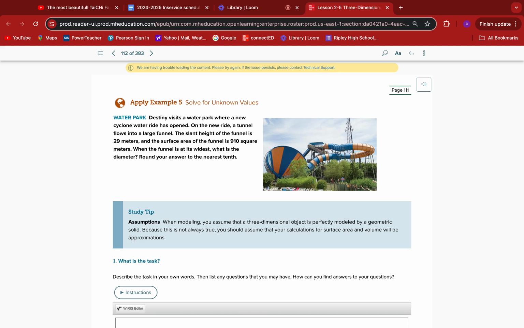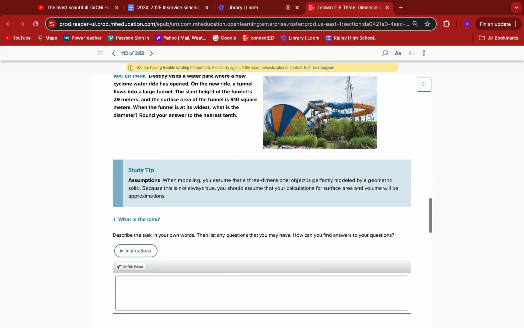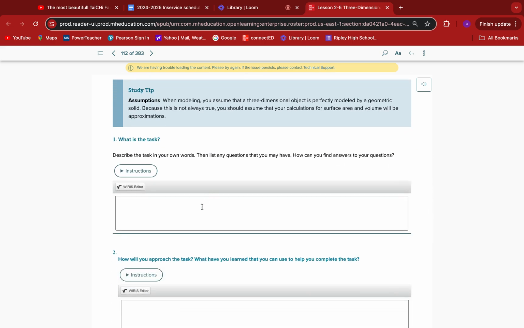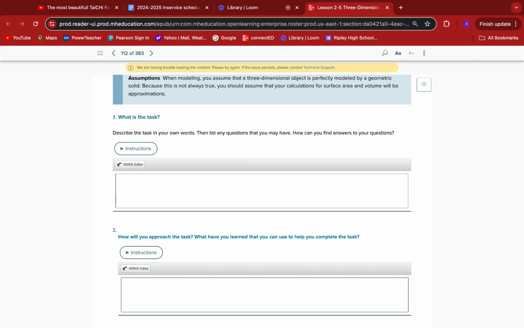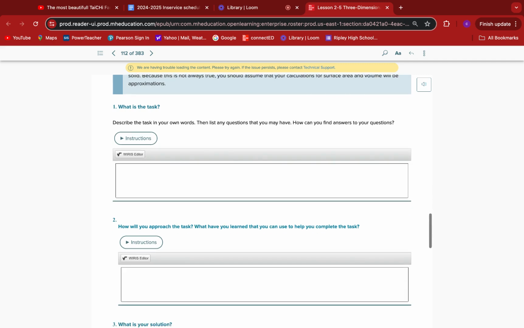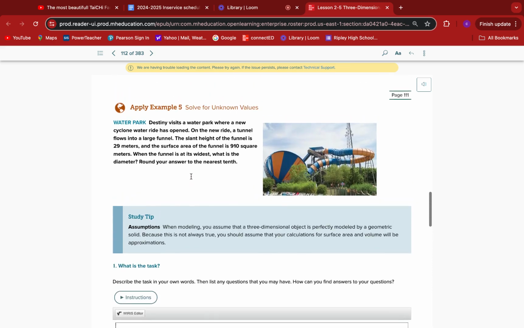When the funnel is at its widest, what is the diameter? Okay, so you're reversing finding this. Instead of finding the surface area, you're using the surface area and the 29 L to find the radius. Turn that into the diameter by multiplying by 2. All right, so that is what your task is. I'm going to let you put into your own words what I just said, because I'm not going to give you the wording for this, but I'll say it again.